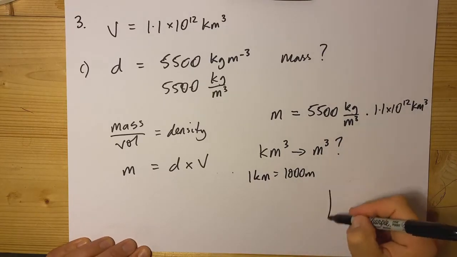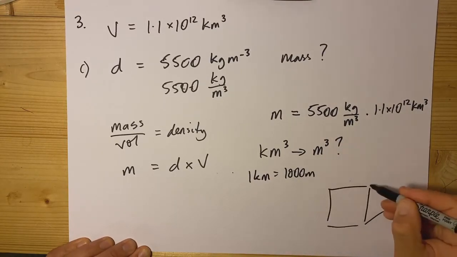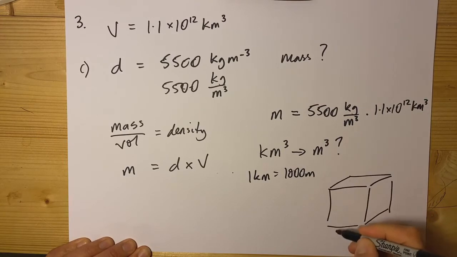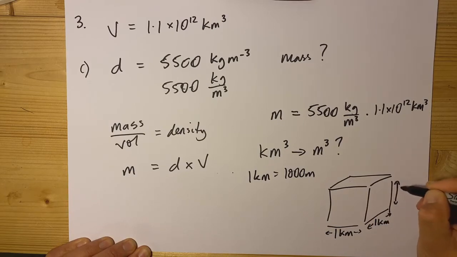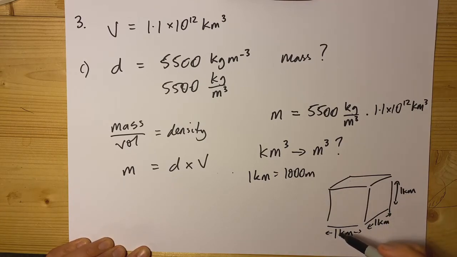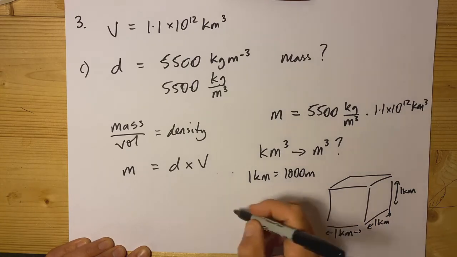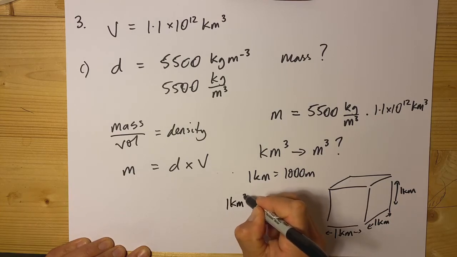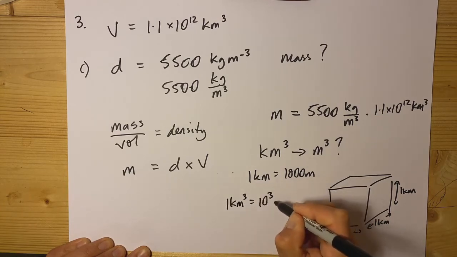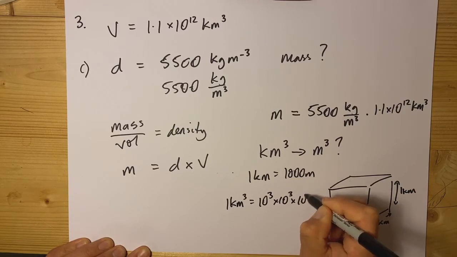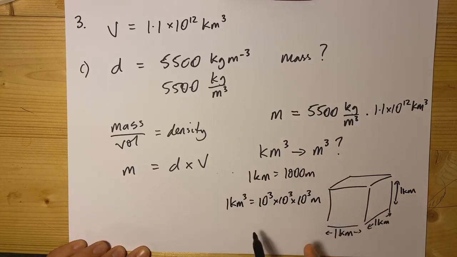Now a kilometer cubed is going to look something like this. Very big. This is my 3D box. We've got 1 kilometer along this bit, 1 kilometer along here, and 1 kilometer along there. So 1 kilometer by 1 kilometer by 1 kilometer, 1 kilometer cubed. If we convert that into meters, that's 1,000 times 1,000 times 1,000. So 1 kilometer cubed equals 10 to the 3 times 10 to the 3 times 10 to the 3 meters, 10 to the 3 being 1,000.